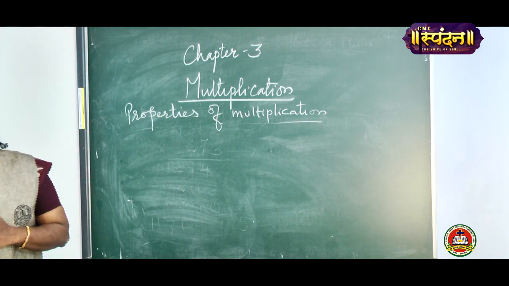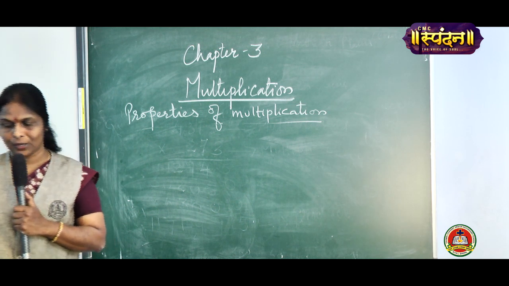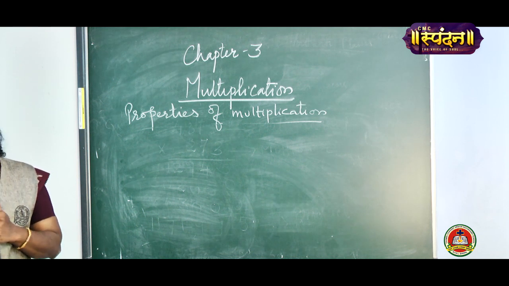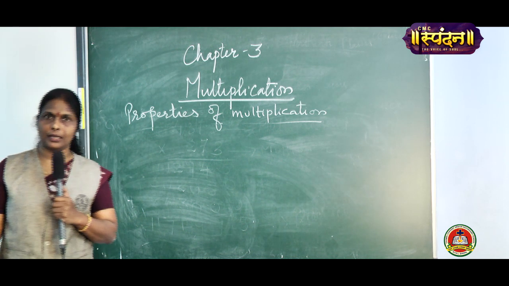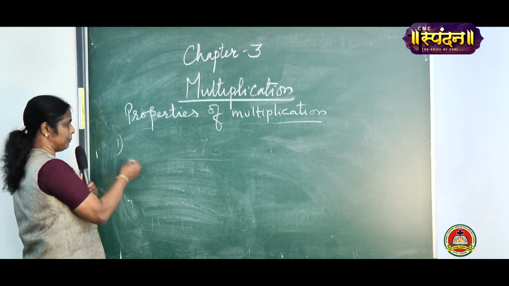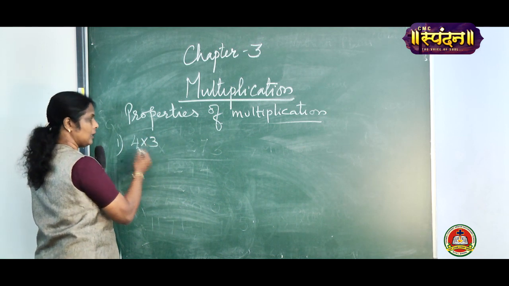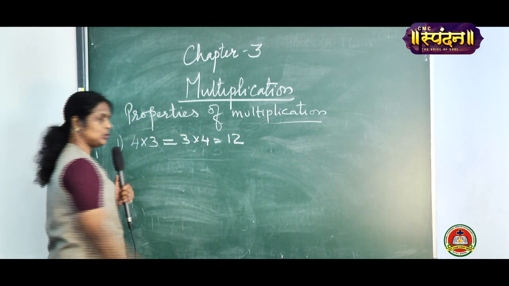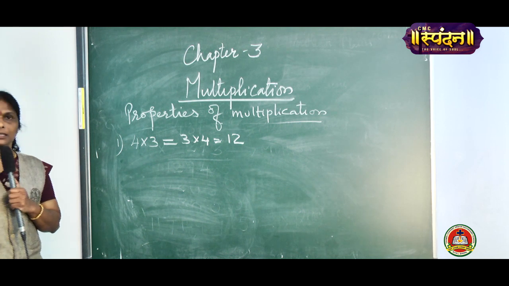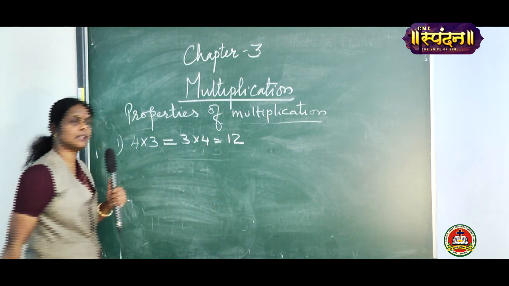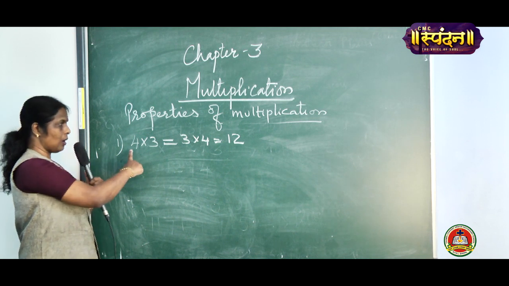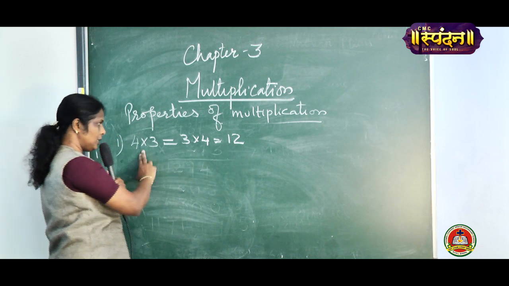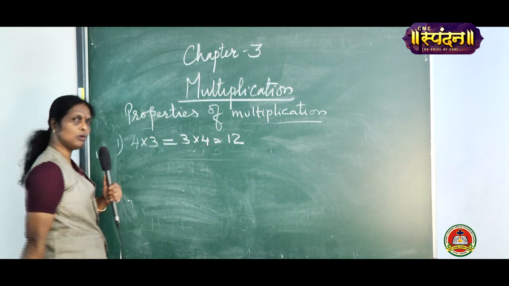The first property is that changing the order of the factors does not make any effect in the product. That means, for example, 4 into 3 is the same as 3 into 4. You get the same answer. You change the order of the factors, but the product remains the same.